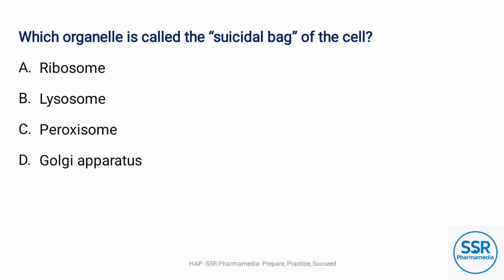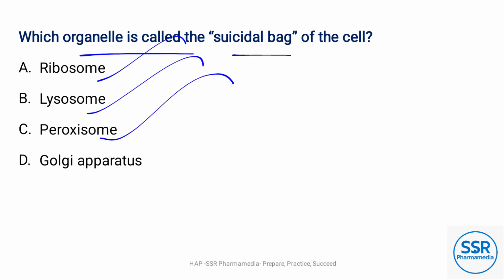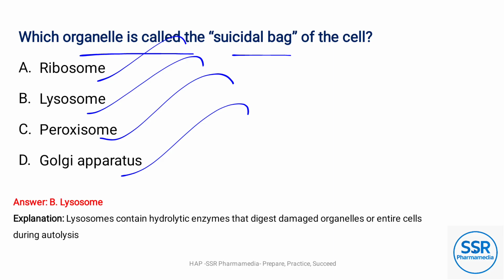Next question, which organelle is called the suicidal bag of the body? Option A, ribosomes; option B, lysosomes; option C, peroxisome; option D, Golgi apparatus. As we know, the answer is option B. Lysosomes contain hydrolytic enzymes that digest damaged organelles or entire cells during autolysis.